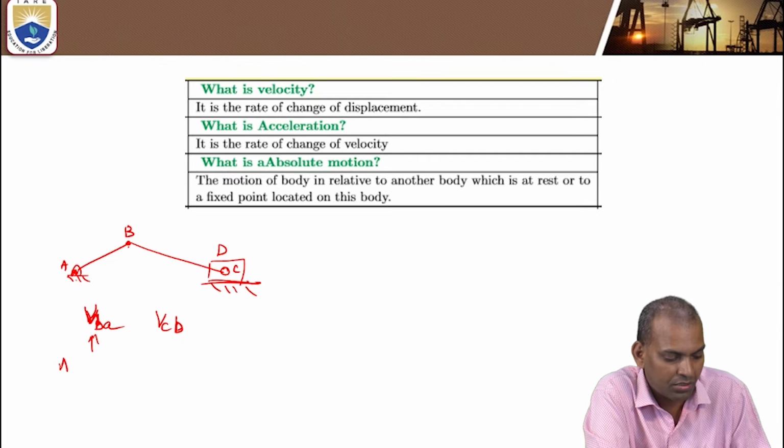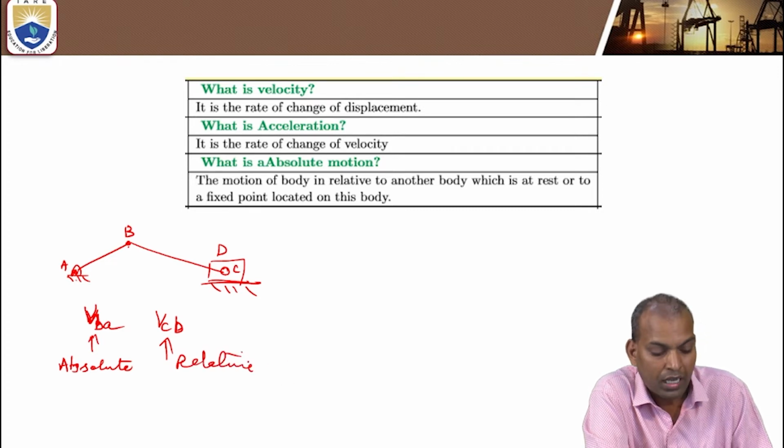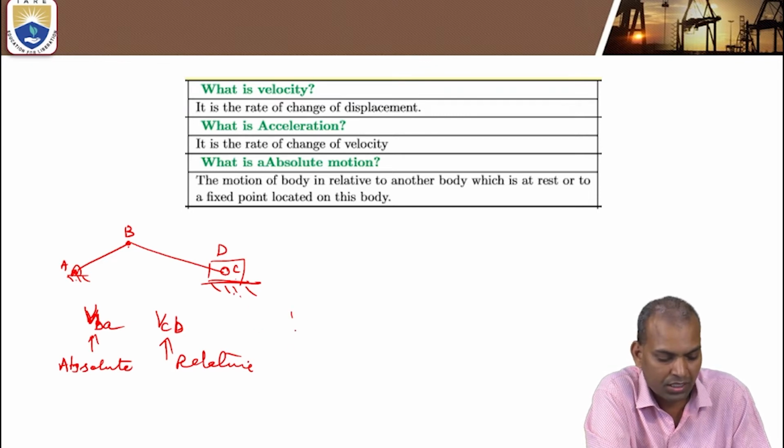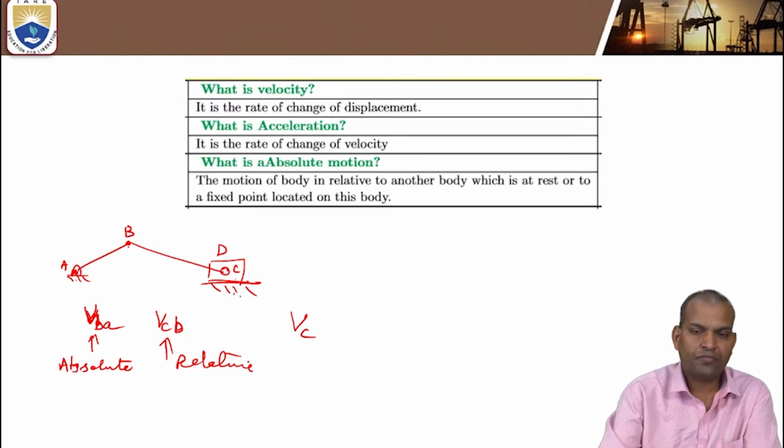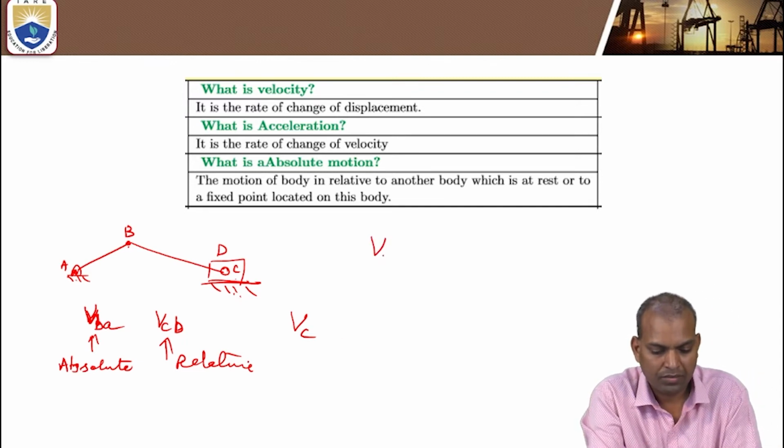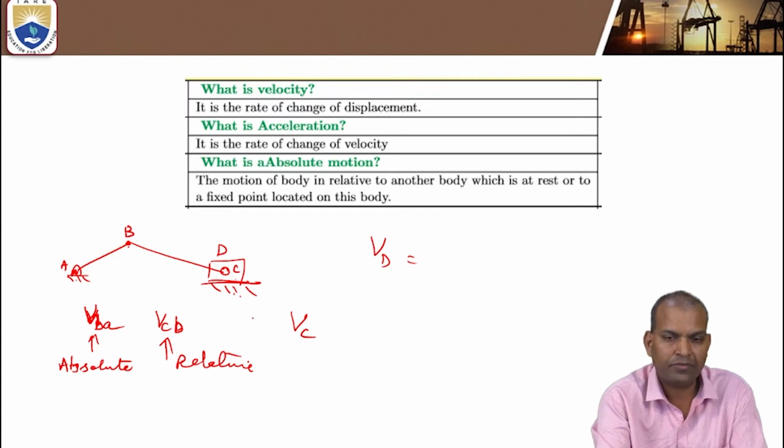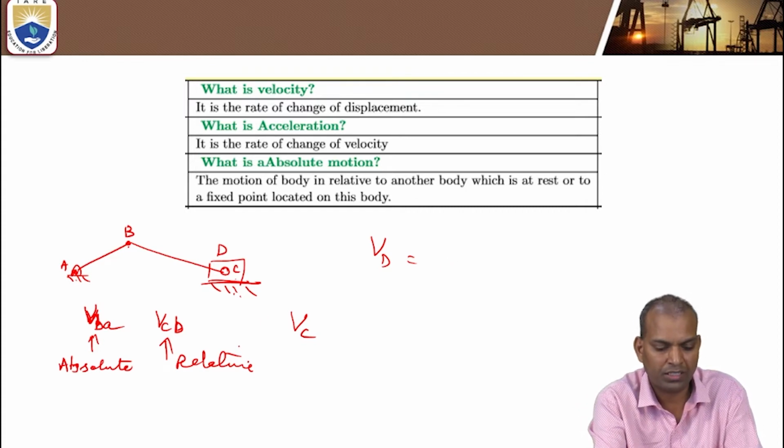This velocity is absolute and it is relative. And again, velocity of C with respect to the fixed link, that is VC, is absolute. Now if you want to find out the velocity of D, Vd, that means velocity of D with respect to the fixed link.